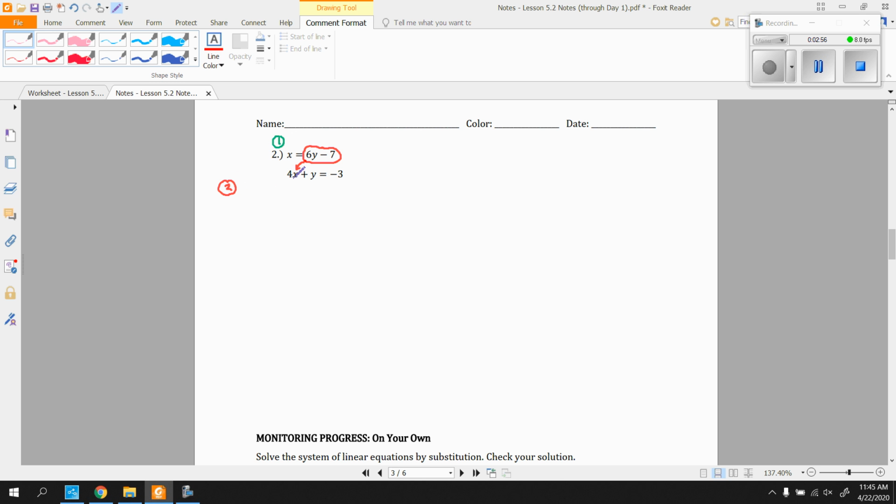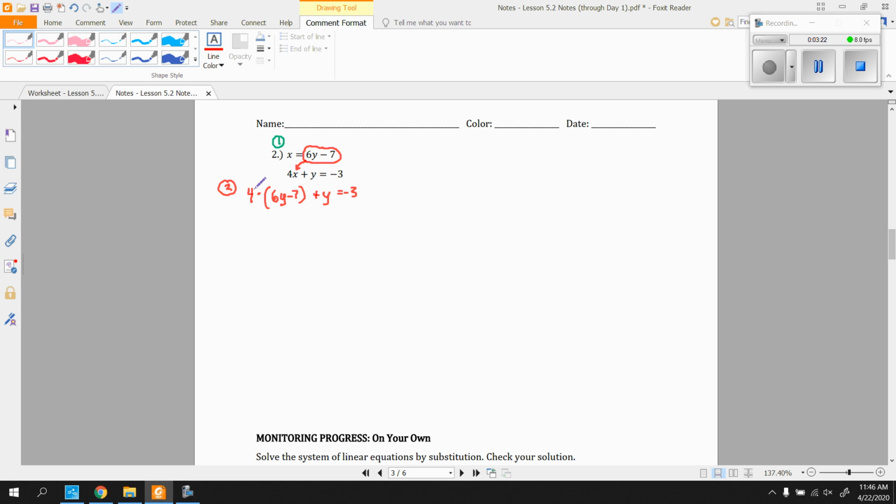I recopy this down: 4 times x, so 4 times, but instead of x, I'm going to put 6y minus 7. You can put the dot, you can put the 4 right next to it, it doesn't matter. And then everything else gets copied: plus y equals negative 3. That's the actual substitution portion, which is kind of easy. You just substitute it in there. This is the work part of it.